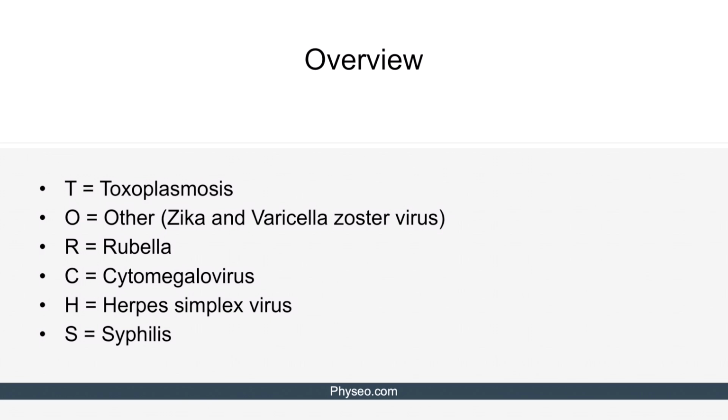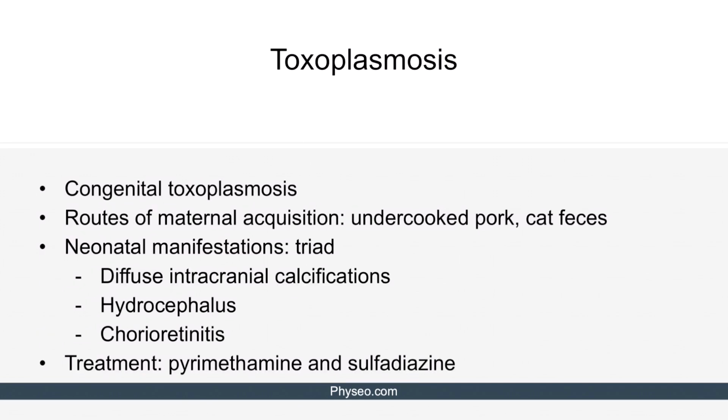So with this in mind, let's begin with the letter T in TORCHES, which stands for Toxoplasmosis. A mother can acquire Toxoplasma by exposure to undercooked pork, which is the most common route of acquisition. Additionally, exposure to cat feces can cause maternal infection. Fetal infection by Toxoplasma occurs transplacentally, and it results in a triad of symptoms.